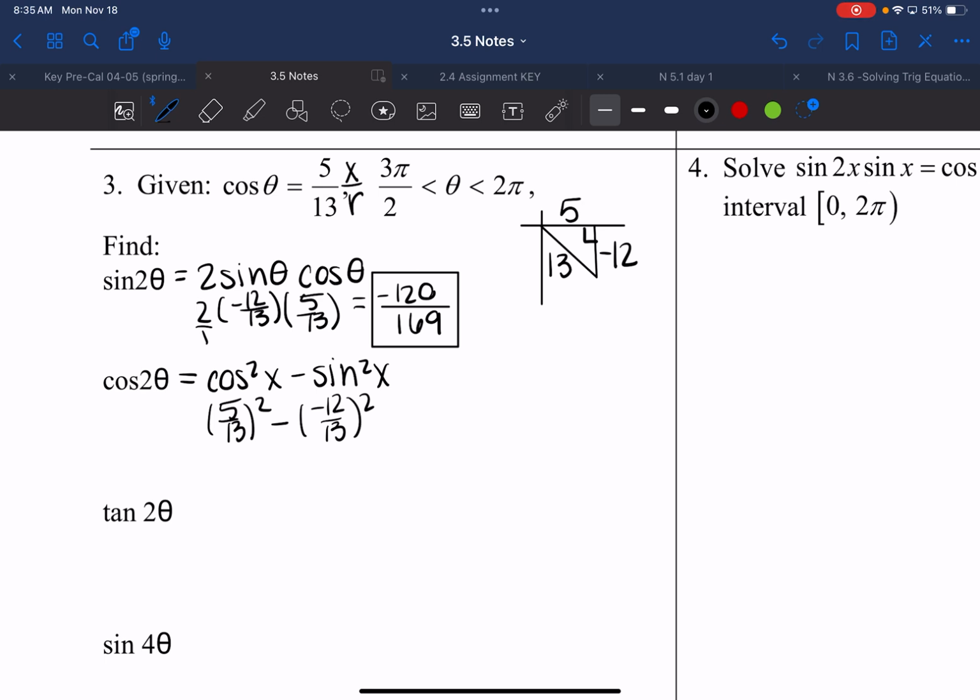So we do know they'll become positives, right? What is 5 squared? 25. Over 13 squared, you guys told me was 169. Minus, what's 12 squared? Right, again, over that 169. So we do have a common denominator. All I have to do is subtract, right? So what is 25 minus 144?